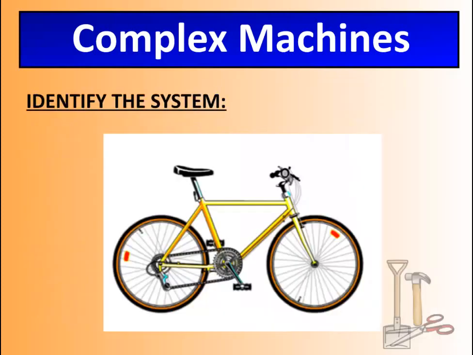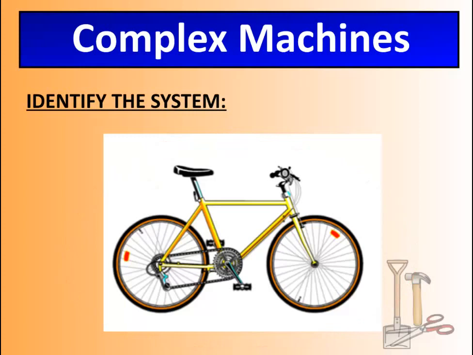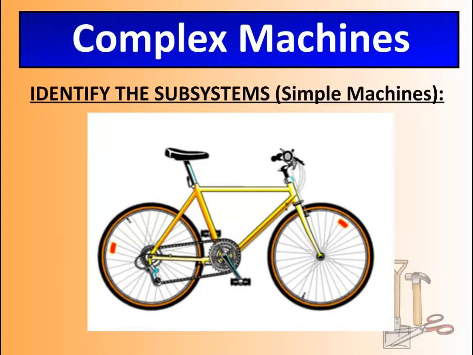Now, in this picture here of the bike, what is the system? I know it sounds odd me asking you questions like this again, but what's the system here? The system here should be the bike. It is a collection of parts that all work together to perform a single function, the single function being transportation. Now in this one, can you identify the subsystems or the different simple machines that each have a single role? There are quite a few in here.